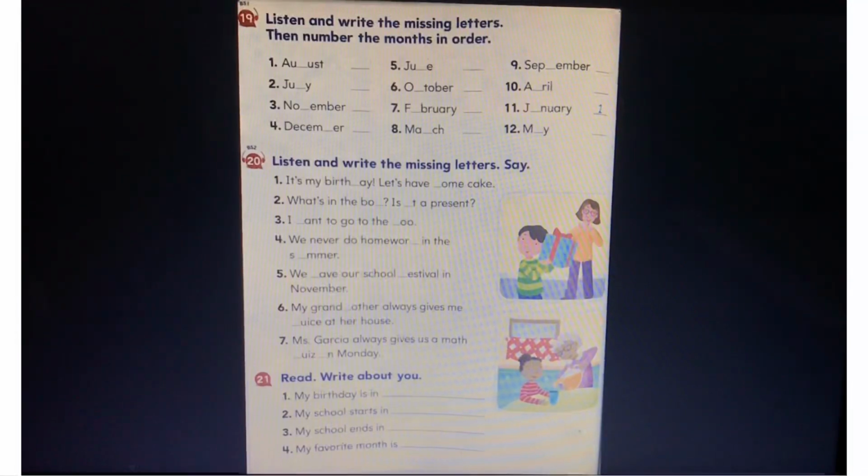Then it's May. After that, June. Then July. Then we have August. And after, September. After September, we have October. And the last two are November and December. Very good job, everyone. Now we will continue with activity number 20.